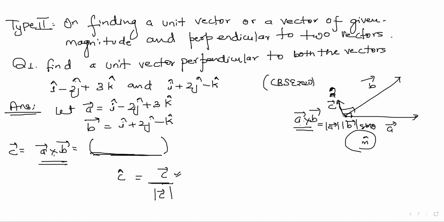Sir, is it minus 1 by under root 3 i cap plus 1 by under root 3 j cap plus 1 by under root 3 k cap? Yes, final answer is this: 1 by root 3 into minus i cap plus j cap plus k cap. Are you getting this? Yes, sir. Great, great. So, Huzefa and Saf, are you getting this? One minute, sir. Okay.